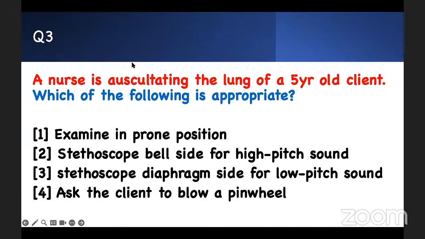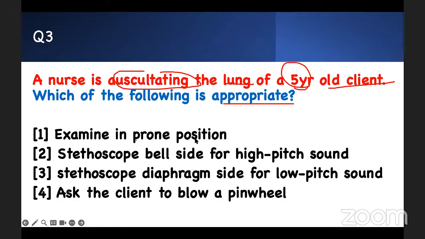Number 3. Same strategy, one concept. Which of the following is appropriate? You see, they are short questions. The nurse is auscultating the lungs of a 5-year-old client. Which one is appropriate? Keyword, listen to the lungs of a 5-year-old.